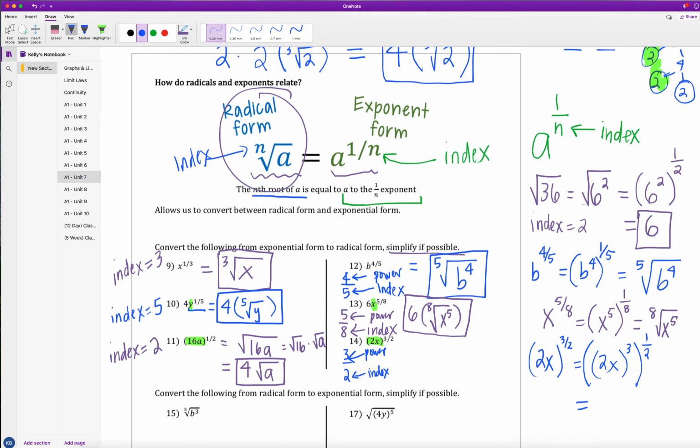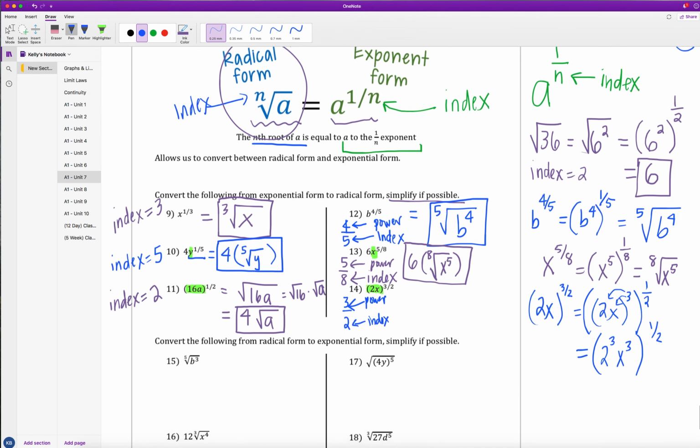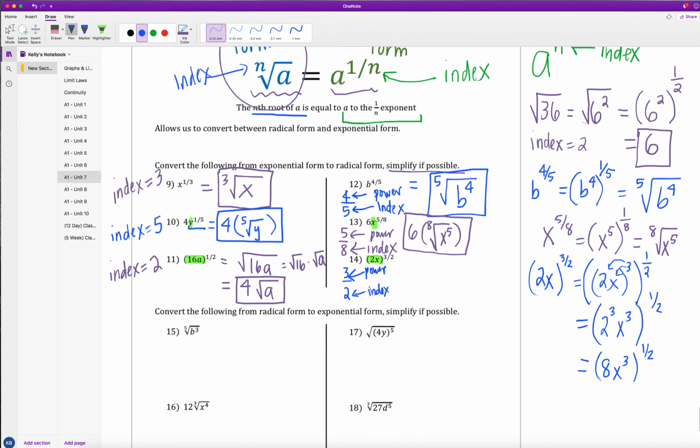So remember, when I have 2 different bases, I can distribute that exponent to each, and I'd end up with 2 to the 3rd times x to the 3rd, and then I still have all to the 1/2 power from there. We can simplify this a little bit more. 2 to the 3rd is equal to 8, and then I have 8x cubed, all to the 1/2. Now we know that the 1/2 power means that I have a square root, so I could rewrite this as the square root of 8x cubed by replacing the exponent with the radical form.